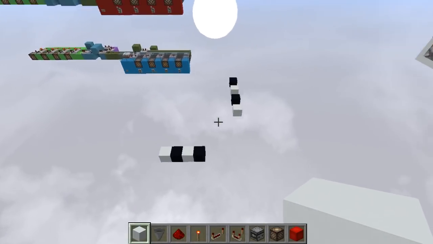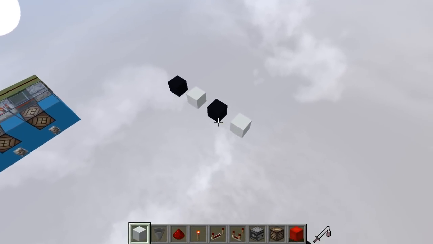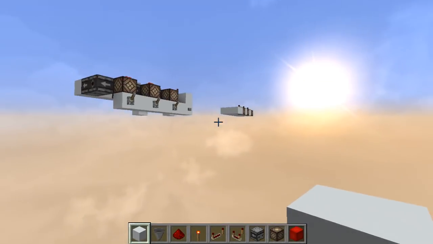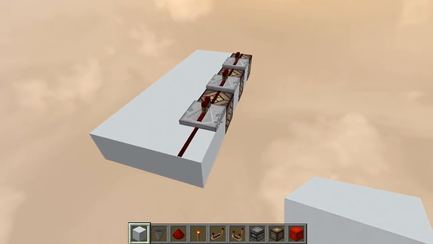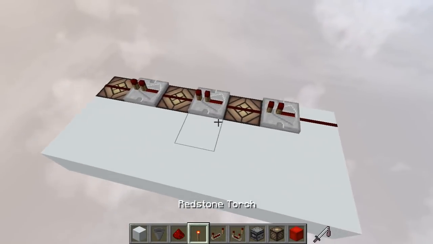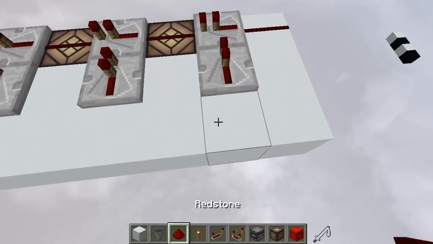Because remember that data is not sent like this in small pulses, it's sent all merged, and in order to be able to split the bits again, we need the redstone dust there. Don't ask me why, this is just how it is.